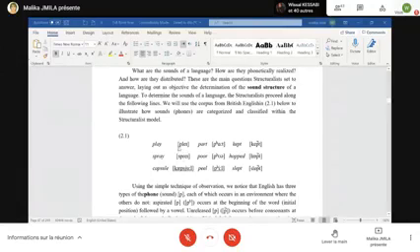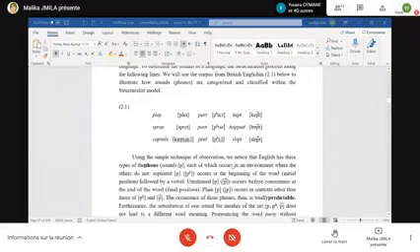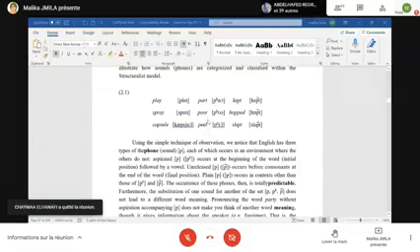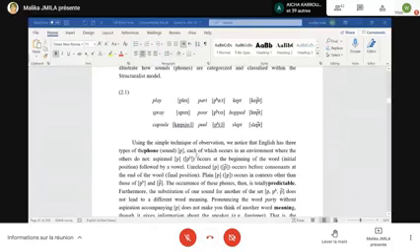Therefore, the p is found in all contexts except the initial position followed by a vowel, or except in final position followed by a stop. That is, in all positions except these. That's why, using the simple technique of observation, we notice that English has 3 types of phones, which are called either phones or phonemes or sounds. Each of them occurs in an environment where the others do not.